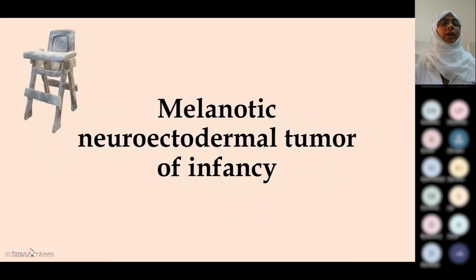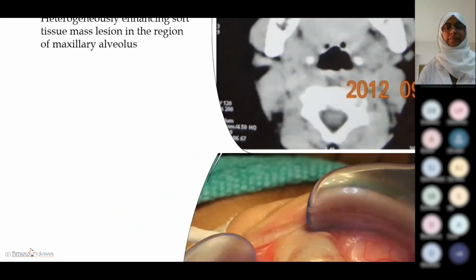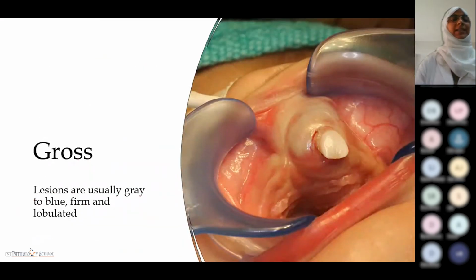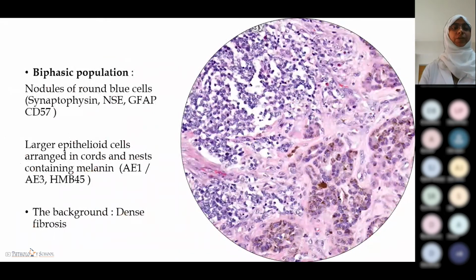Now comes the melanotic neuroectodermal tumor of infancy, which is a rare tumor presenting as a heterogeneously enhancing soft tissue mass in the area of the maxilla. When you look at the gross, these tumors are rapidly growing in infants and can be associated with elevated VMA, that is vanillylmandelic acid, and the lesions are gray to blue, firm and lobulated masses. When you look at the microscopy, you have a biphasic population. You have nodules of small round cells which are positive for synaptophysin and NSE, and you see large epithelioid cells arranged in cords and nests which have melanin in them. That will be HMB45 positive, against a dense fibrotic background.